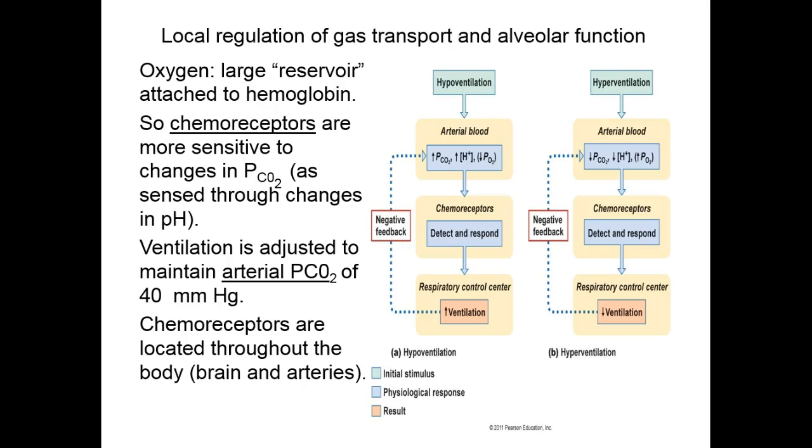Hyperventilation, which we're probably more familiar with, means you're breathing out too much CO2, so there's a decrease in carbon dioxide partial pressure, a decrease in hydrogen ions, but an increase in oxygen partial pressure. That's going to be picked up, and ventilation will be decreased. Your respiratory rate will be decreased. So you see both of those as negative feedback, and it actually is happening quite often in your body.